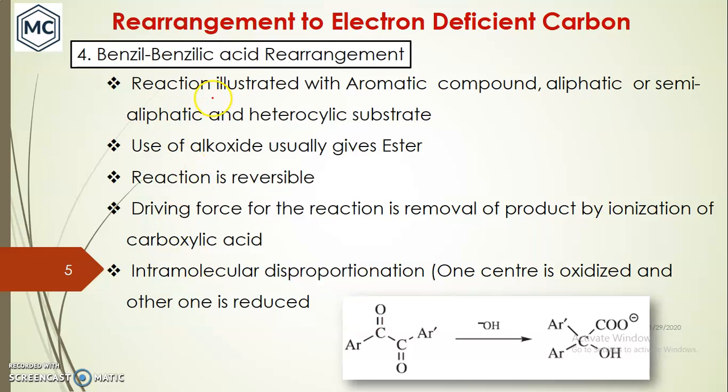So there are some points to be remembered in this rearrangement. Usually this reaction is mainly illustrated with aromatic compounds. There are also many examples of aliphatic, semi-aliphatic or heterocyclic substrates. That is the one point. Second one, if you are using alkoxide instead of hydroxide, what product do you get? You get an ester. So if you are using hydroxide, you get acid. If you are using alkoxide, you get ester.